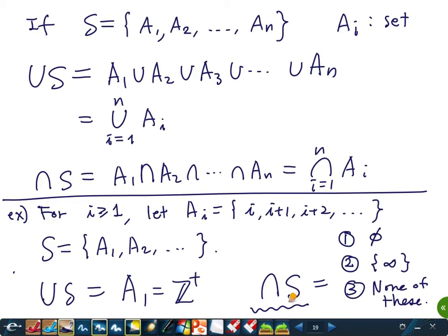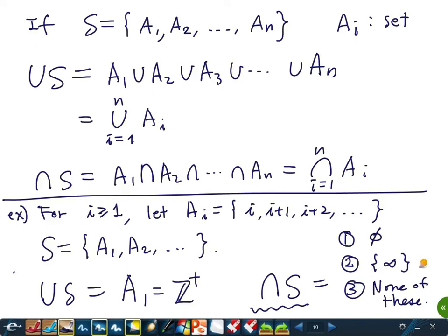Can you tell me any element that is in every A_i? Is there an element that is in every A_i? Empty set? Empty set is not an element in A1. It is a subset, but we are talking about elements.